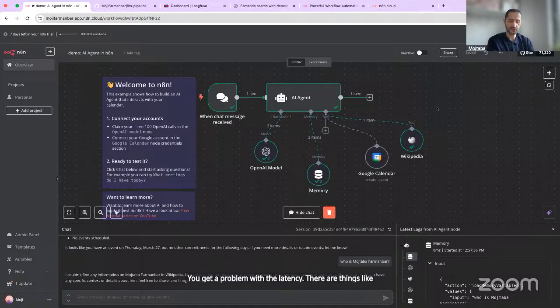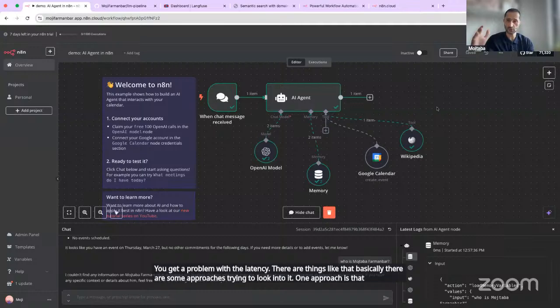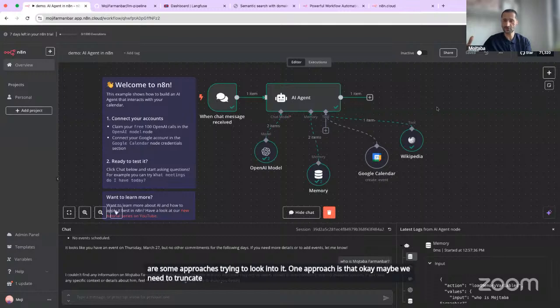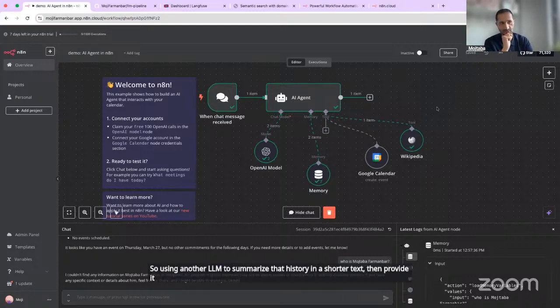Basically, there are some approaches trying to look into it. One approach is that maybe we need to truncate the information, limiting how much past information is needed. The second approach is that maybe we need to summarize it, using another LLM to summarize that history into a shorter text, then provide it to the LLM to generate a response. In principle, it's a valid concern.